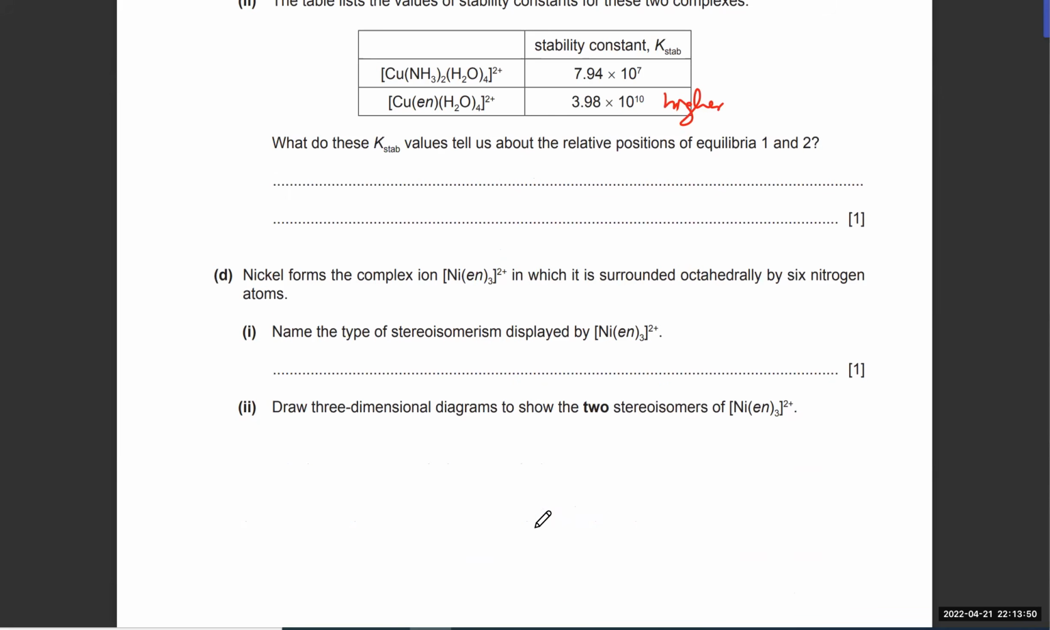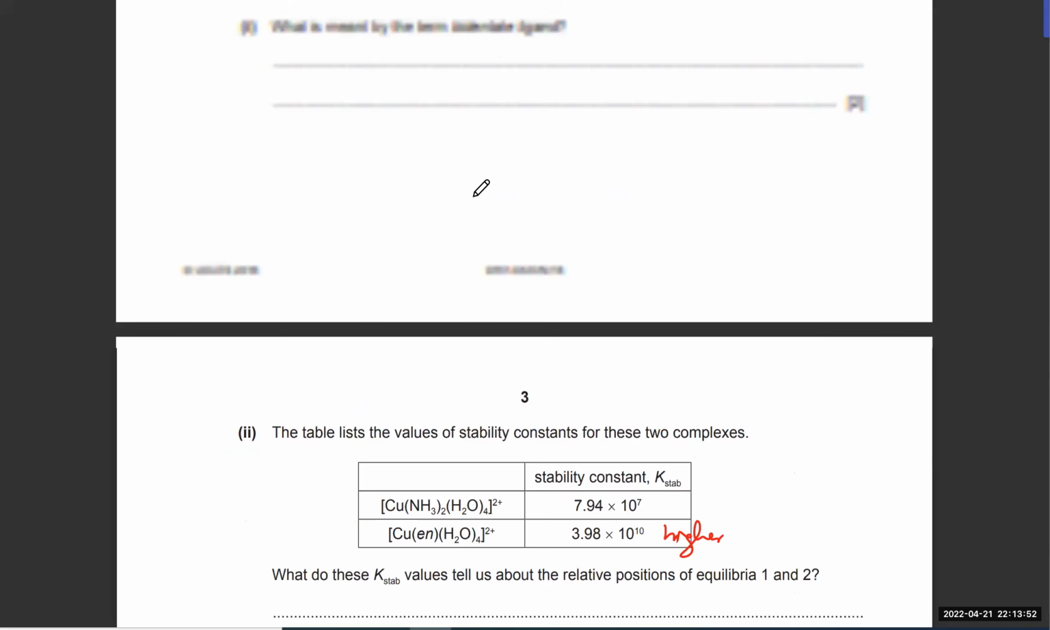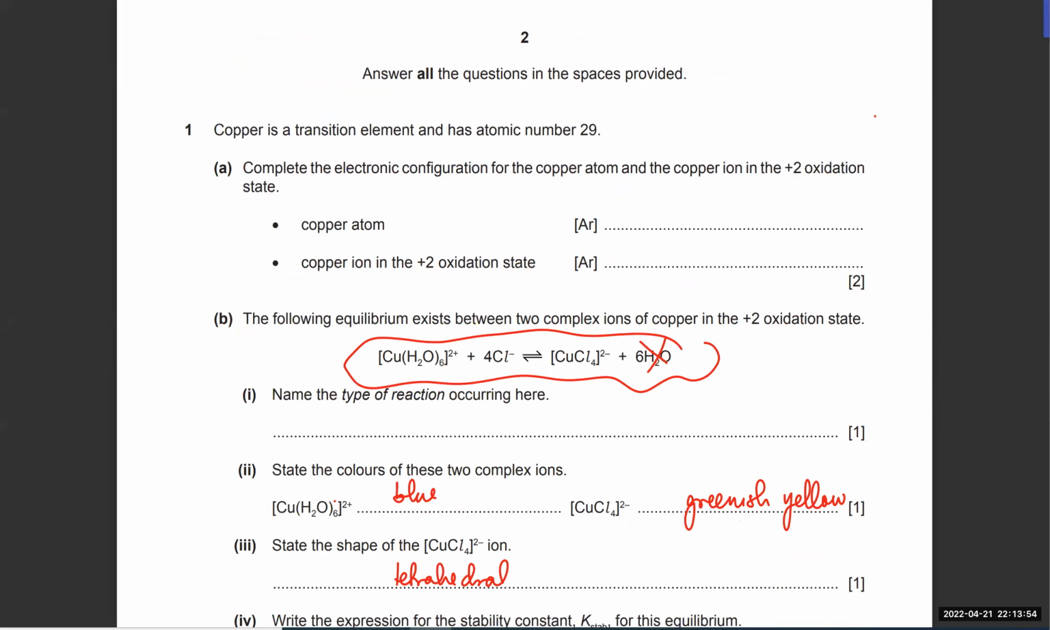Sir, wait. A higher K stability means that the ion is more stable. That means ligand exchange will happen. But you should know the definition of K stability as well. It's the equilibrium constant for a ligand exchange reaction in an aqueous solution. So the starting point is always going to be a water complex, a complex with water molecules.